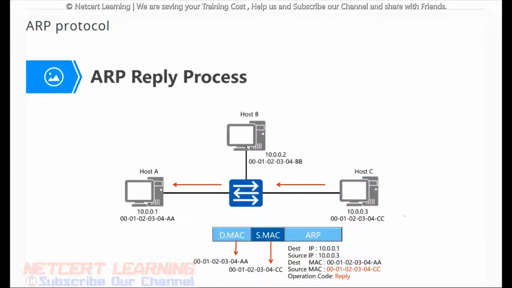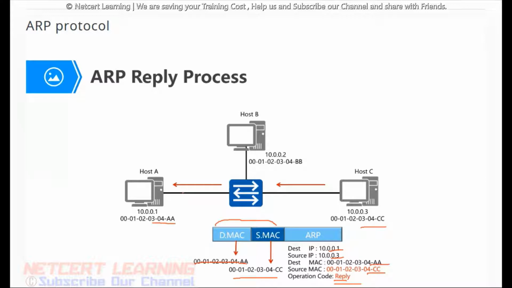This is the reply message. In this reply message, the destination is host A. The destination IP address is host A, the source IP is host C, and then the destination MAC address and source MAC address. Then this reply is encapsulated in an Ethernet frame. The destination MAC address is the MAC address of host A, and the source MAC address is the MAC address of host C.